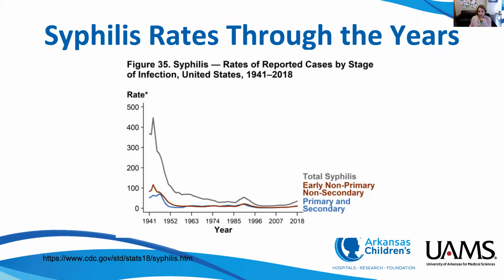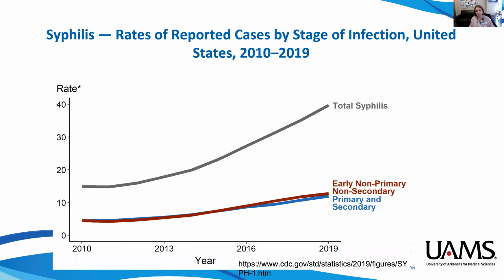So syphilis through the years, this data is from 2018. Back in the 1940s, before penicillin came around, we had very high rates in the United States. Then penicillin comes into play, we realized that it works against syphilis, and the rates skyrocketed down. You see it falling here. You have this little blip in the late 80s, early 90s with the HIV crisis. Then we seemed to get that under control, and in the year 2000, we actually had our lowest rates ever at that point in time.